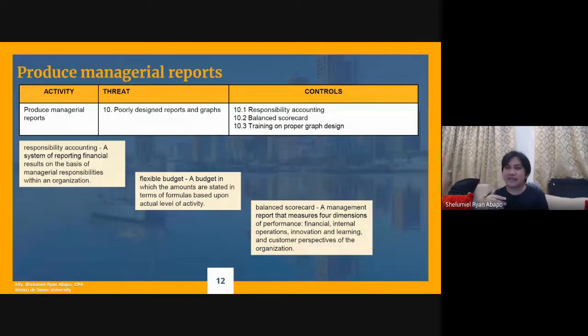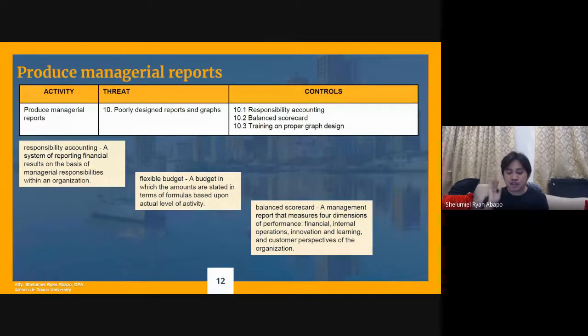Because a poorly designed report, however accurate it is, if it cannot be appreciated or creates a wrong initial impression, then it is worthless. Because it will already create a violent reaction from the management or from the consumers of these managerial reports.